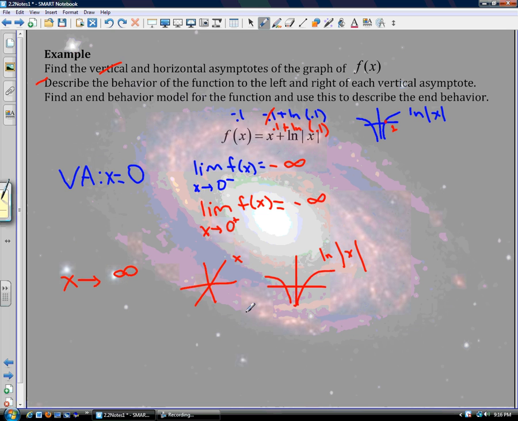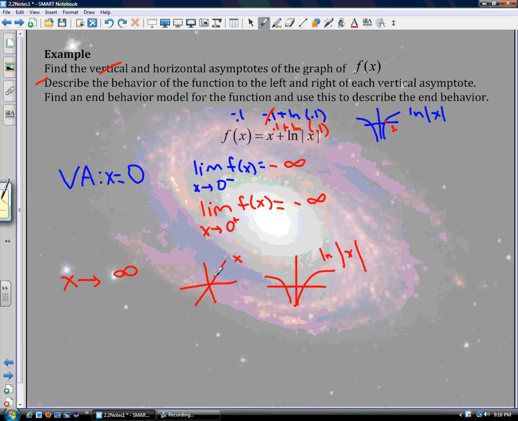So if I have whatever this y value is plus whatever this y value is, and I add those together, right, this is not going to make nearly as much of a difference as the x is. Okay? So therefore, as I'm going off to the right, the x is what's going to make a bigger difference. So as x goes to infinity, my right end behavior model is going to be y equals x.